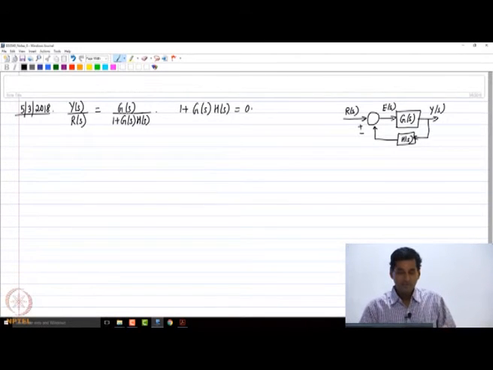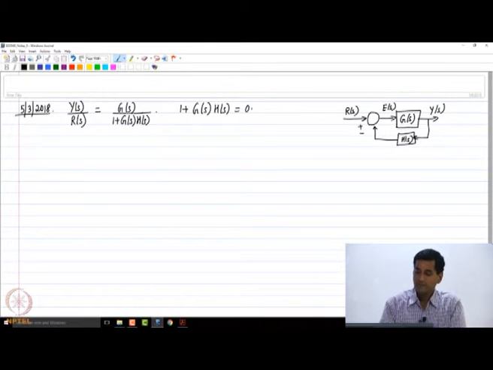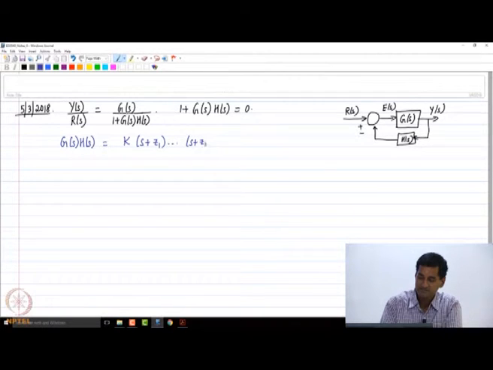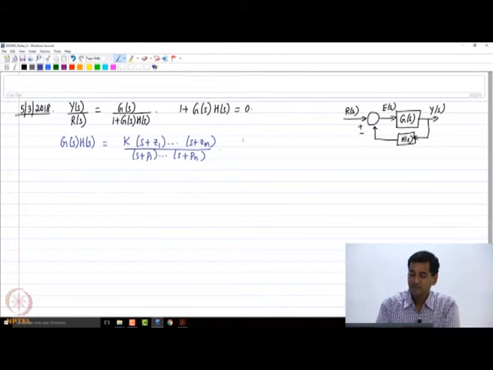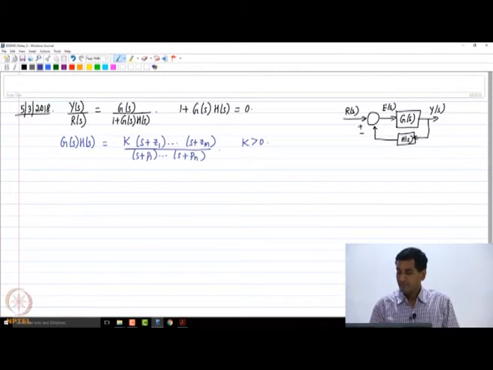So what we looked at was what happens to the roots of this equation as we vary a parameter. We considered the open loop transfer function G of s H of s to be some k times s plus z1 all the way till s plus zm, divided by s plus p1 all the way till s plus pn. Of course, first we considered k to be greater than 0. So that's what we have looked at.